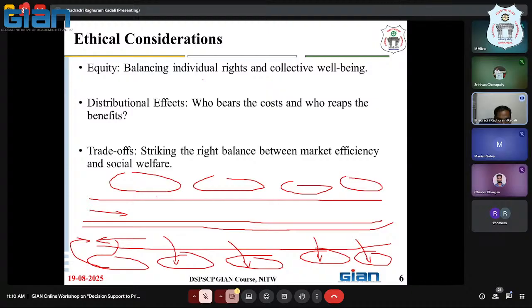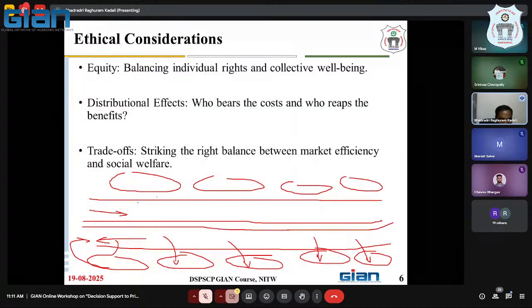So there is no balancing of individual rights of the users collectively with respect to their well-being. Instead, the private benefits of the users are more. So there is always a trade-off: the well-being of those close to the project is not balanced with respect to the benefits achieved by the individual private users. So the right balance between market efficiency and social welfare is not actually maintained.